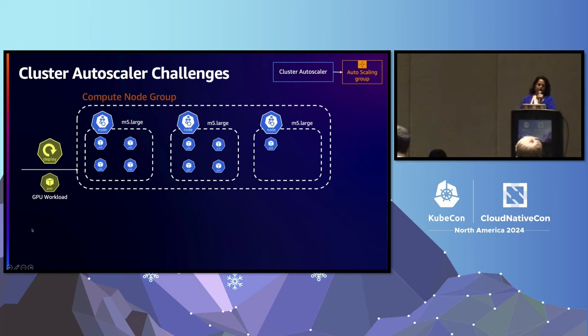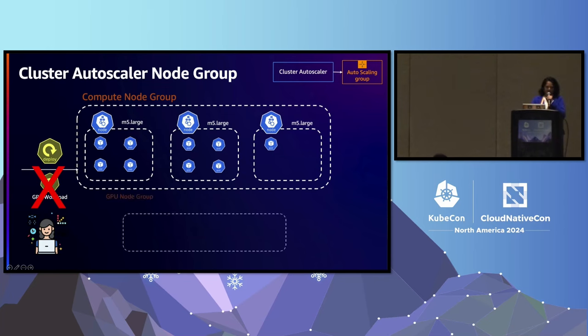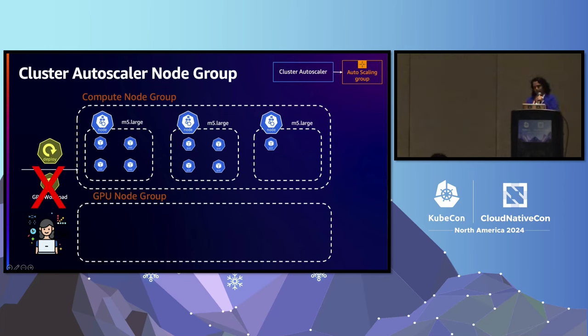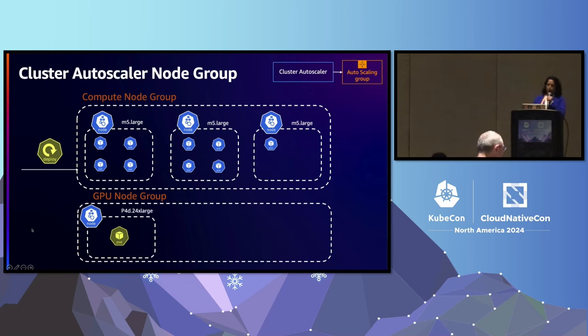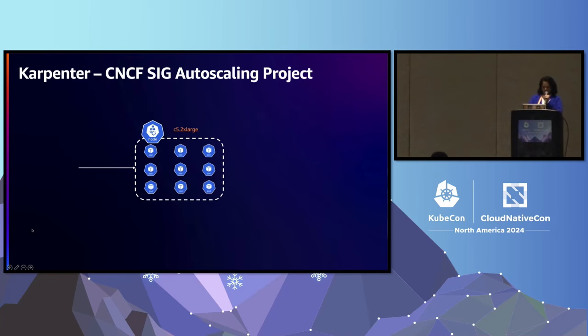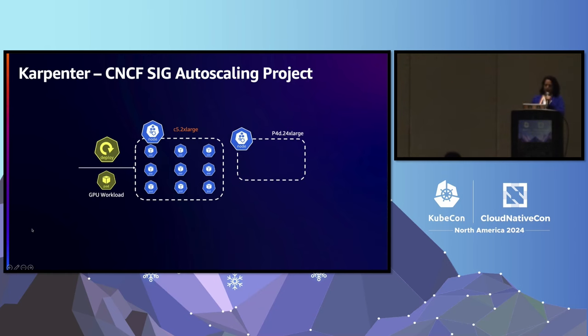But what if another team needs another type of workload? Here, you can see a GPU workload that needs a different type of GPU instance. In that case, with Cluster Autoscaler, you have to create another node group, which will create another autoscaling group, and then that workload will be deployed into that node group. Karpenter completely removes the concept of node groups and autoscaling groups. It works with one declarative configuration. You can mention what workloads you want to deploy, and it is smart enough to spin up the instance for your workload depending upon the resources in your pod spec.